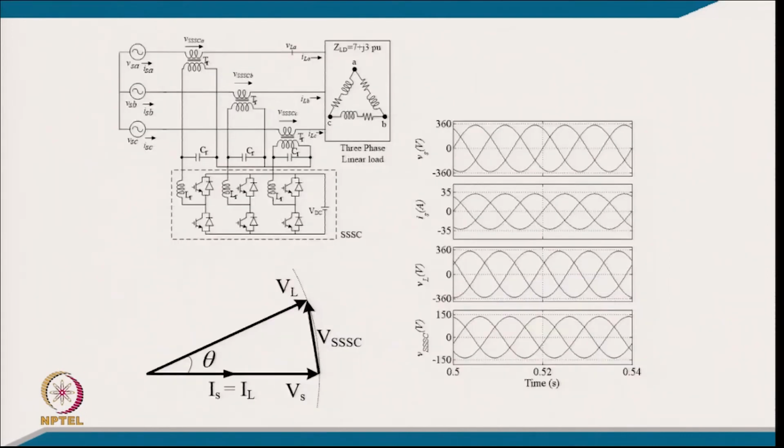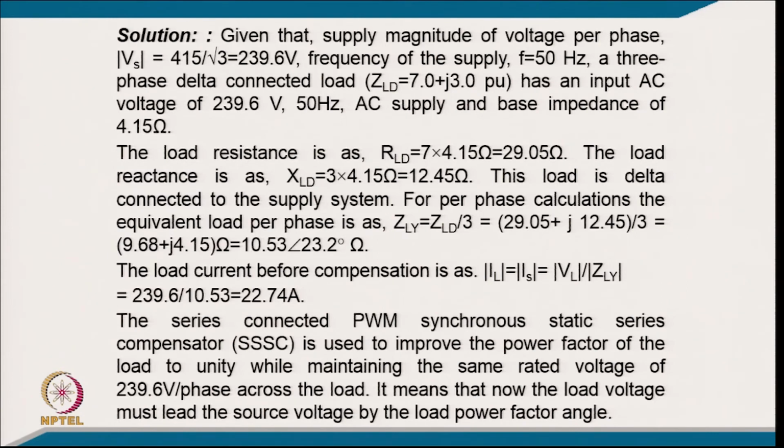So, typically we are keeping the compensator in series to regulate the voltage across this lagging power factor load, and these are the typical waveforms. By injecting the voltage, we are maintaining the load voltage the same as the source voltage even under a kind of voltage sag. So, the given supply voltage per phase is 415 by root 3, that is 239.6, and the frequency of supply is 50 Hz, and the 3-phase delta connected load of ZLD equal to 7.0 plus J3 per unit has an input voltage of 239.6 and a base impedance of 4.15 ohm.